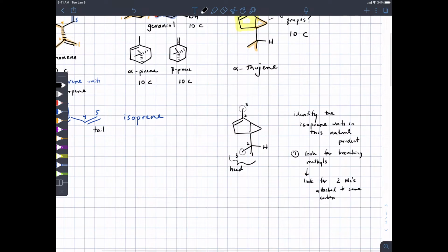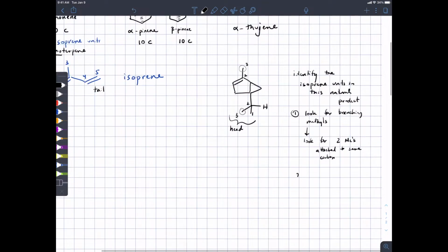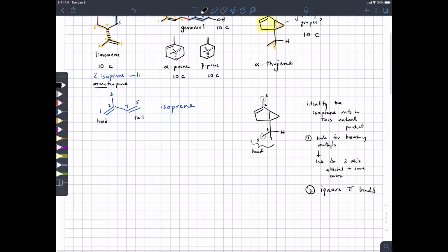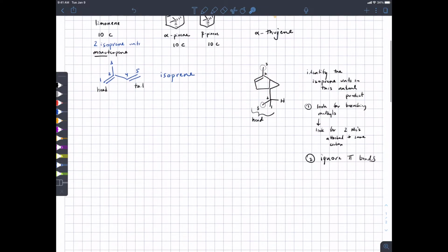Why isn't the double bond there? You'll see when we identify, and that's the second point: ignore pi bonds. Because you're right, the double bond went somewhere. We actually used it to make some of these other bonds to make the rings, and we'll talk about that later. But in identifying isoprene units, you're going to ignore pi bonds and also oxygens.